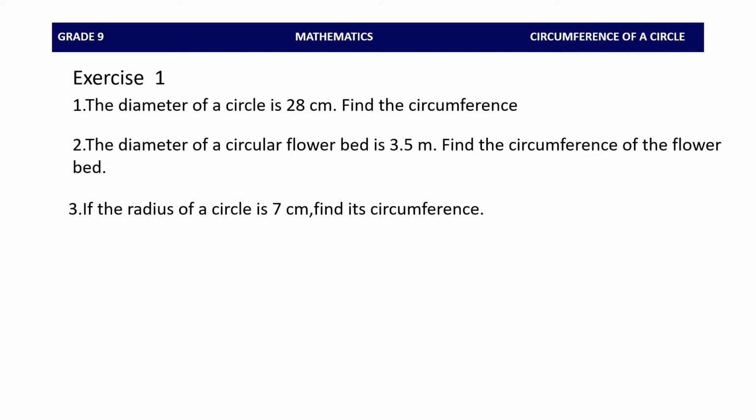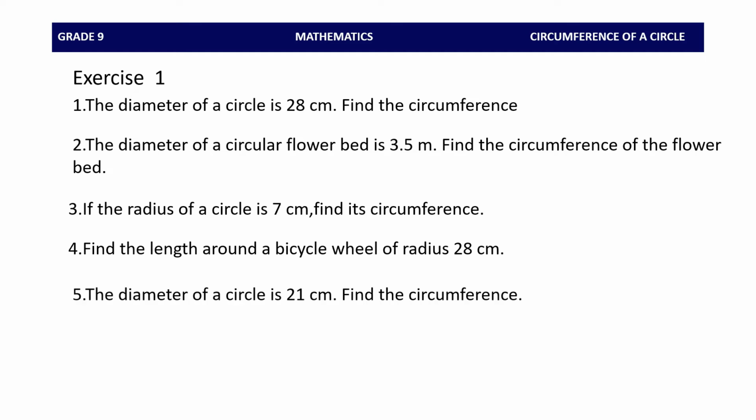Question number 3. If the radius of a circle is 7 centimeters, find its circumference. Question number 4. Find the length around a bicycle wheel of radius 28 centimeters. Question number 5. The diameter of a circle is 21 centimeters. Find the circumference. If you want further exercises, you can go through exercise 18.1 in your textbook.